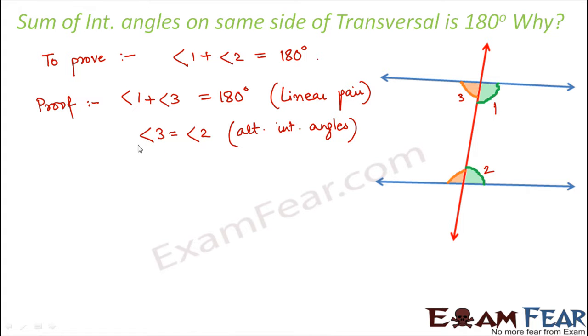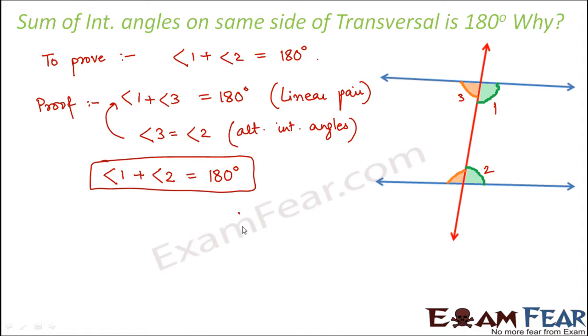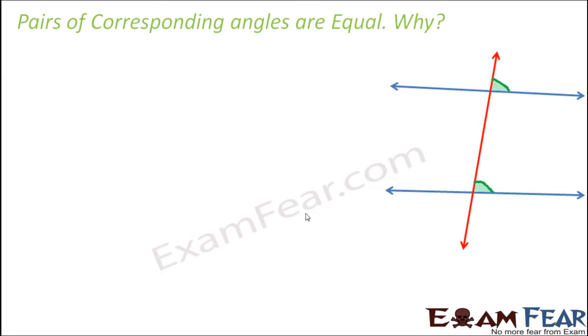Therefore, we can substitute the value of angle 3 in this equation. So what do we get? Instead of angle 3, we can write angle 2 because angle 3 is equal to angle 2. So what do we get? We get angle 1 plus angle 2 is equal to 180 degrees. Hence proved. So this is how we can prove that the sum of the interior angles on the same side of the transversal is 180 degrees.